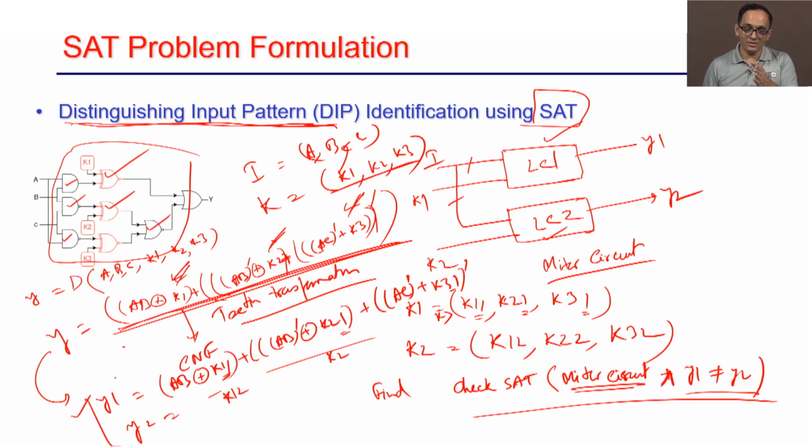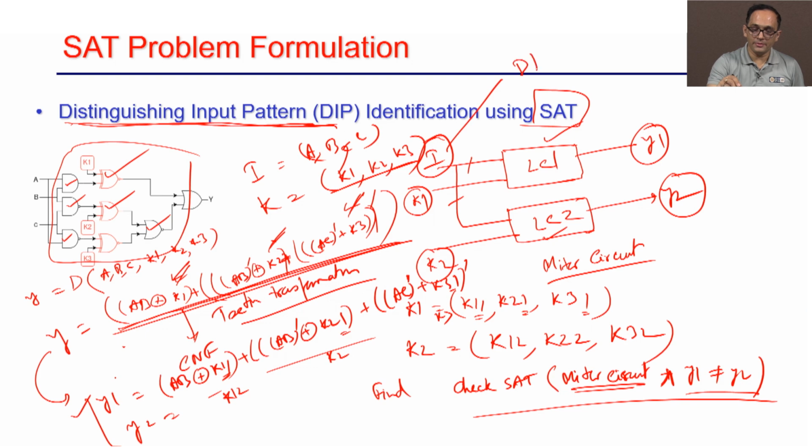So, effectively what this means is, you find an input for which there are 2 different values of these keys such that the output is different, right. So, here the input is the same and that input is called the DIP, right. So, this is the SAT call I will do.